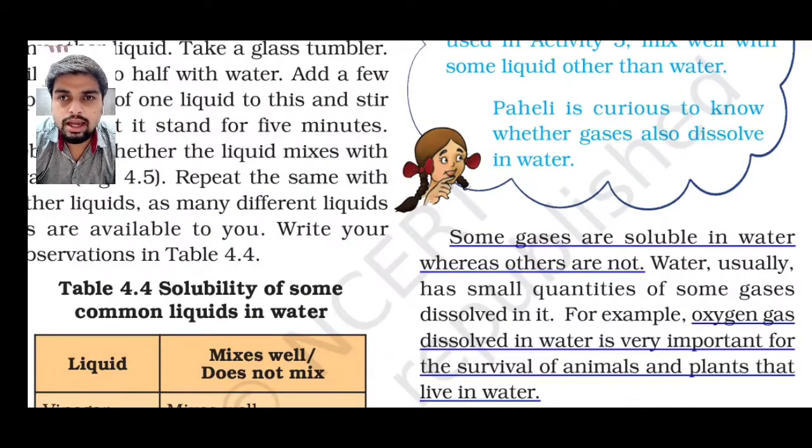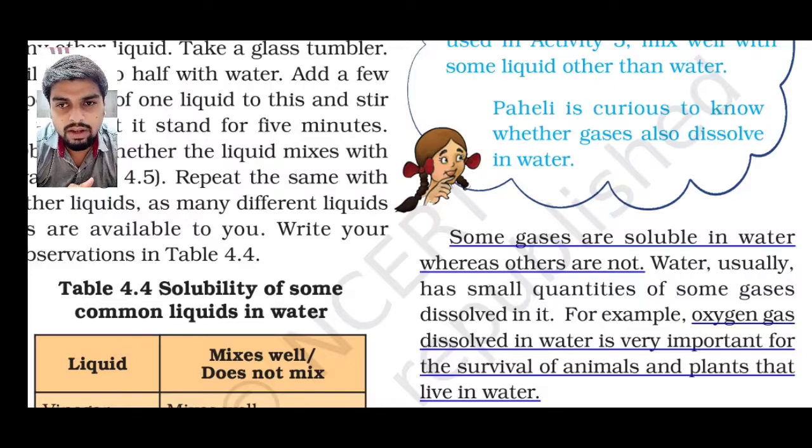In the same way, almost all gases are soluble in water, especially oxygen. Oxygen plays an important role in the survival of water animals and water plants. As we require oxygen for our survival, similarly water animals and water plants also require oxygen for their survival. From where do they get that oxygen? Because oxygen is soluble in water, they get the oxygen necessary for their survival from water. So oxygen plays a very important role in the survival of water animals and water plants.